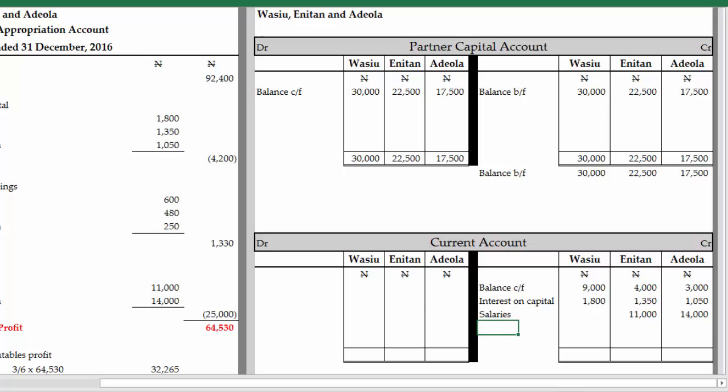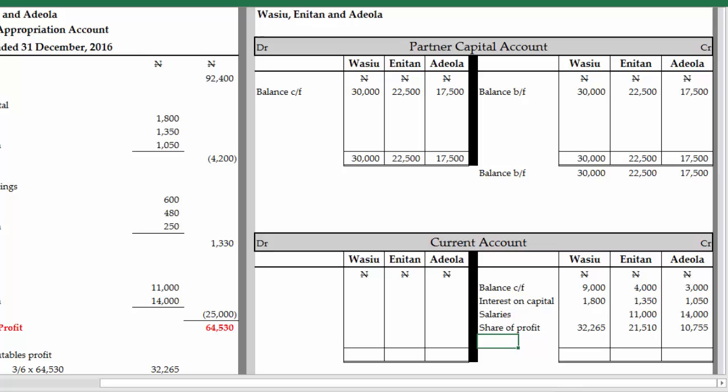Okay. The next is the share of profit. And from the profit or loss appropriation account, we gave Wasiu 32,265. We gave Enitan 21,510. We gave Adiola 10,755. Since this is a share of profit and it is expected to increase the capital of each of the partners, that is why we are crediting their current account.